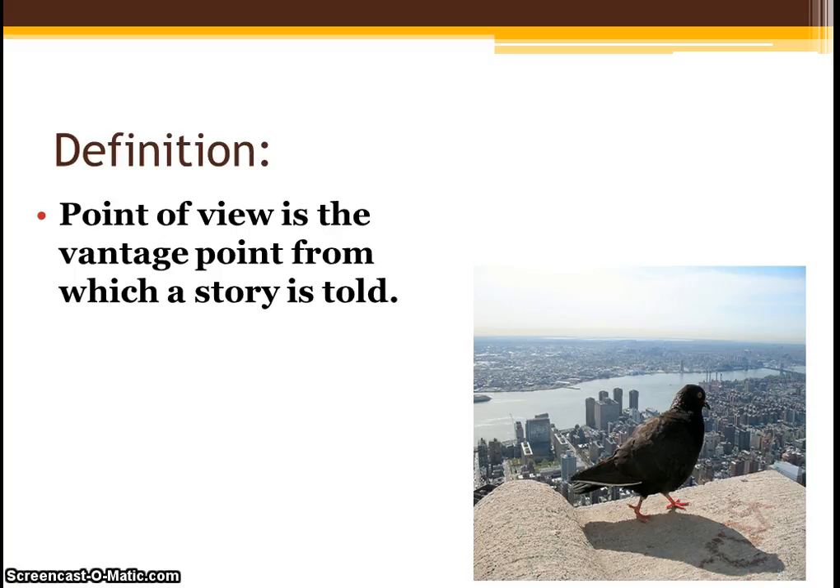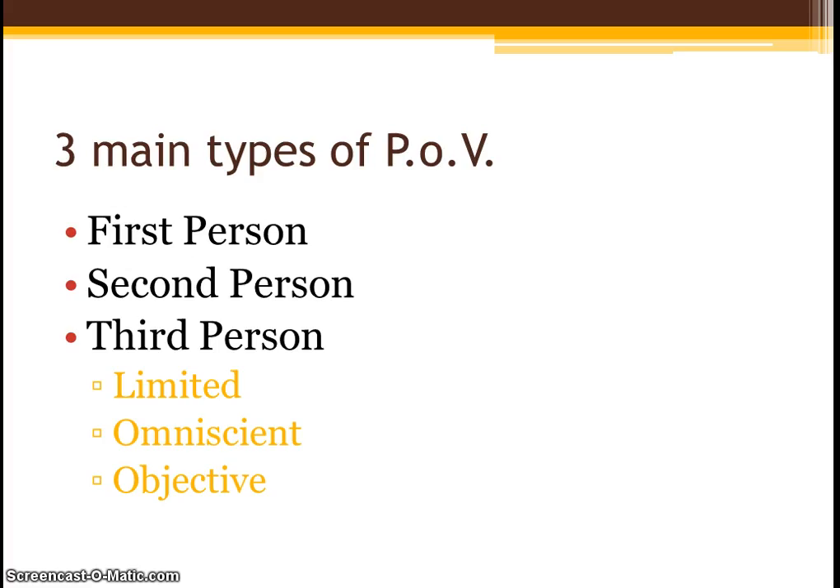So here's our definition of point of view. Point of view is the vantage point from which a story is told. So this is a simple concept, but it can really have a big impact on a story and how the story feels. There are three main types of point of view, and we'll get into each of these in a little more detail as we go through the presentation. But here are just those big ideas. We have first person point of view, second person point of view, and third person point of view. But as you can see with third person, there are three types or subcategories here. We have third person limited, third person omniscient, and third person objective.